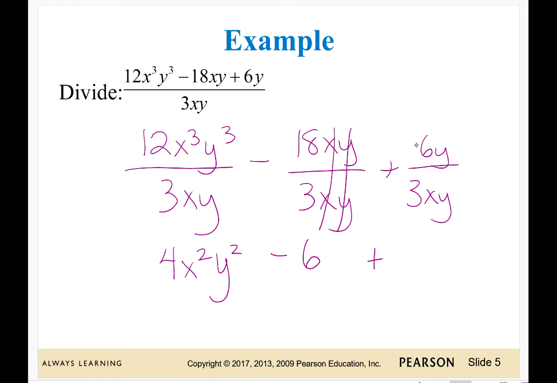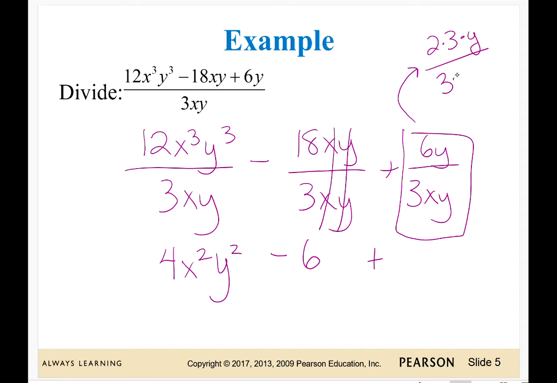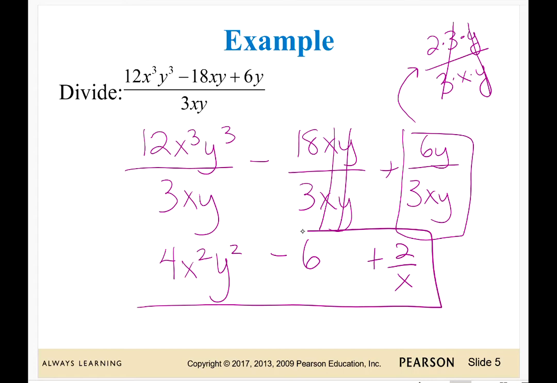Plus. All right, and again, if you struggle with this last term, I do it very old school and go right back to fractions. So 6 is 2 times 3. So 2 times 3 times y is my numerator, and my denominator is 3 times x times y. So notice the 3's will divide out, notice the y's will divide out, and I'm left with 2 over x. So there's my final answer. Is that a polynomial? It is not, because of that last term. Okay, this is not a polynomial.